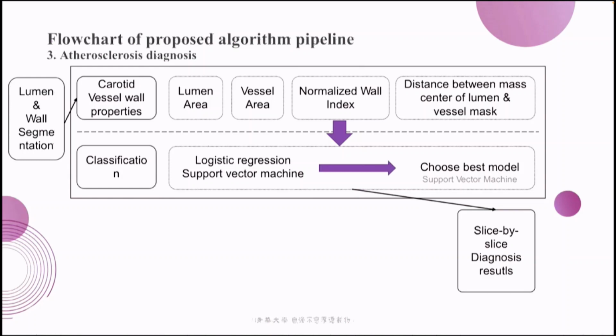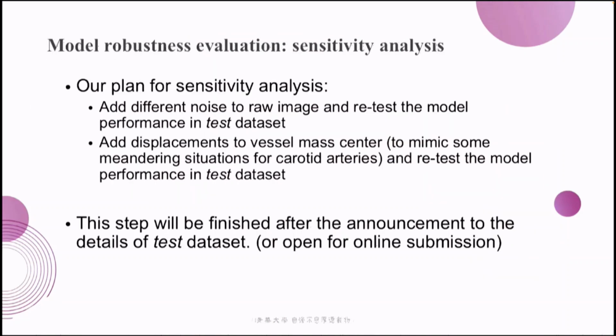Some evaluations should be added to further test the model robustness. Our successive plan gives 2 examples of model sensitivity analysis. First is to test the model robustness to noise. Second, some displacements mimicking meandering situations were added to the vessel center to test the model performance in terms of the disturbance of the imaging continuity. Given that sensitivity analysis should be conducted on the test dataset, this step will be finished after the announcement of the details of the test dataset.